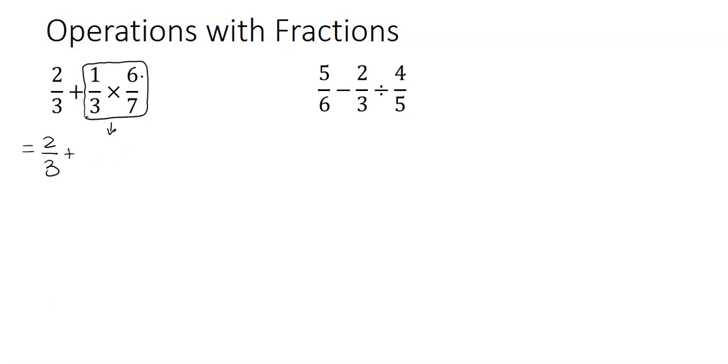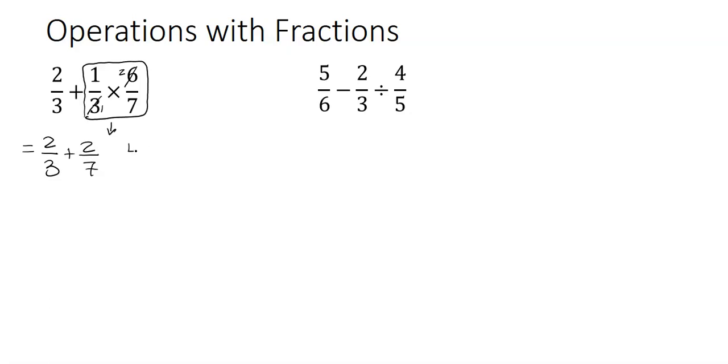Remember, when you multiply fractions, cancel out any common factors that you see first. 6 and 3 have a common factor of 3. So I would cancel out that factor of 3, which means I'm going to divide it out, and then I'll multiply. 1 times 2 is 2, and 1 times 7 is 7. So my next line simply says 2/3 plus 2/7. So basic addition with fractions.